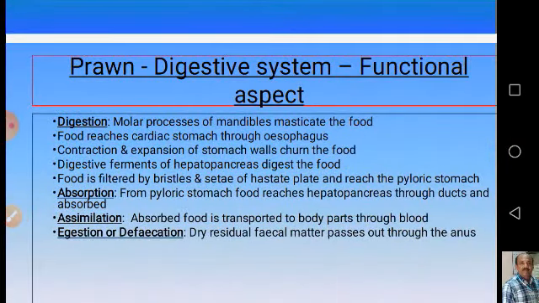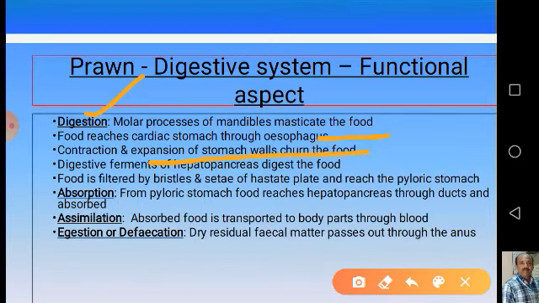Now after the ingestion, the second step of this functional aspect is digestion. As I said, the molar process of the mandibles masticates the food. The food reaches the cardiac stomach through the esophagus, and contraction and expansion of the stomach walls churn the food, and digestive ferments released by the hepatopancreas help in the digestion of the food material. Carbohydrates are digested to glucose, proteins to amino acids, and fats to fatty acids and glycerol. So all the end products of digestion are formed.